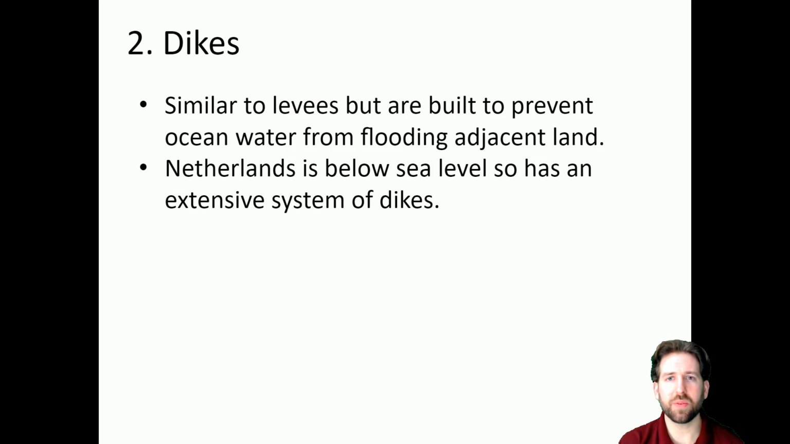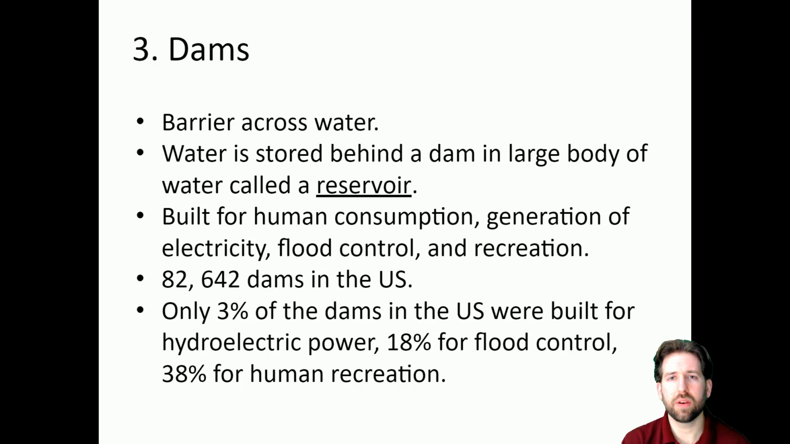The next way that humans deal with water is with dikes. So they are similar to levees in concept, right? They are preventing water from coming into a certain part of land, but instead they are preventing the ocean water from flooding the adjacent land. The Netherlands is below sea level, so they have to have an entire extensive system of dikes to make sure that they're not flooded. The next one we are all familiar with, the dam.